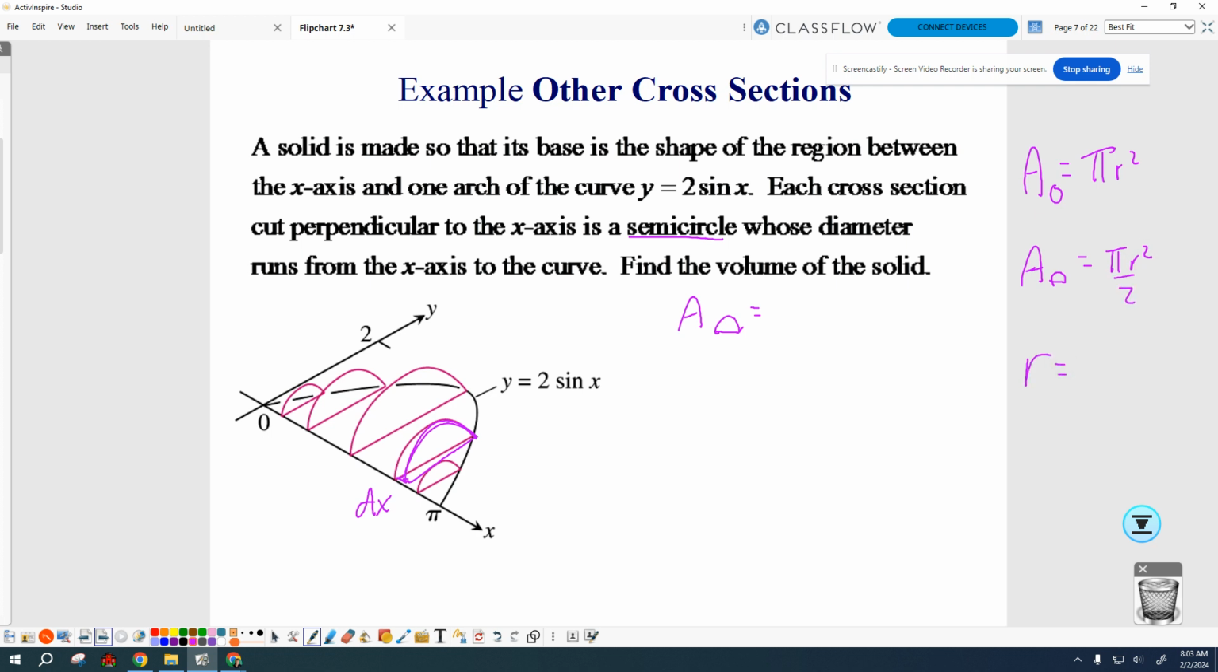Massimo, what's the equation for my radius? Half of 2 sine x, which is sine x. Okay, so the diameter went from the x-axis to the curve, so the radius is half that.